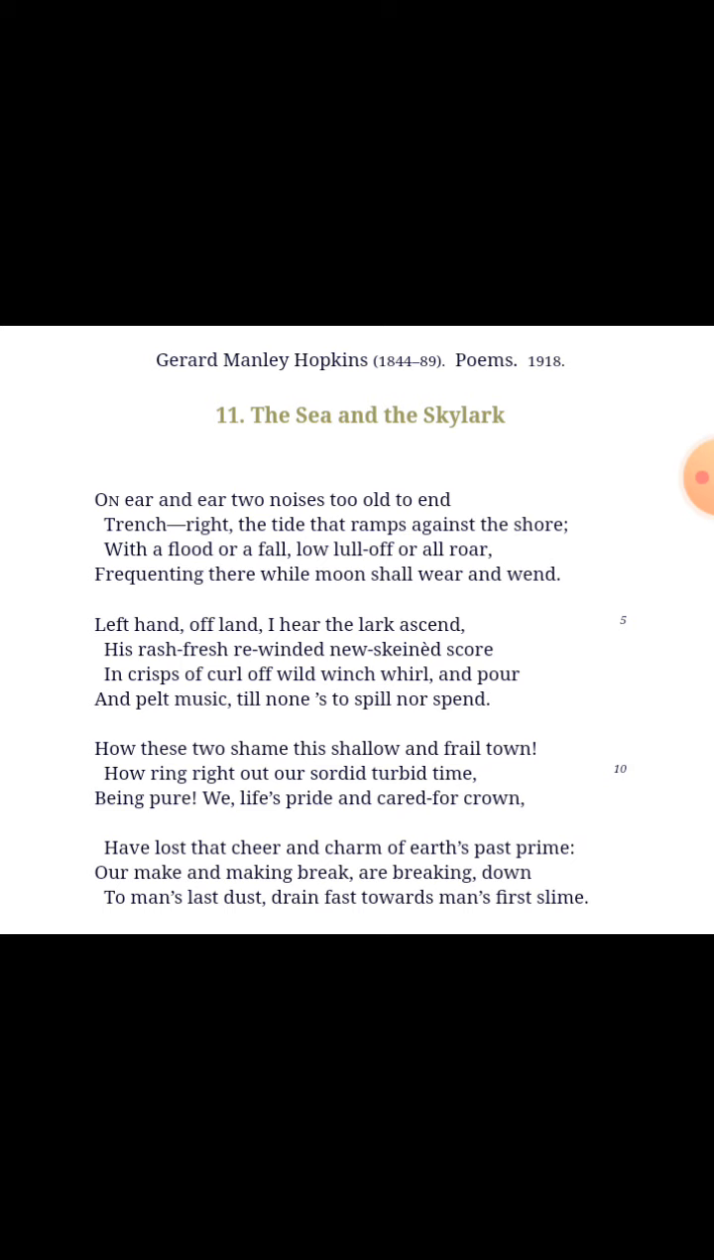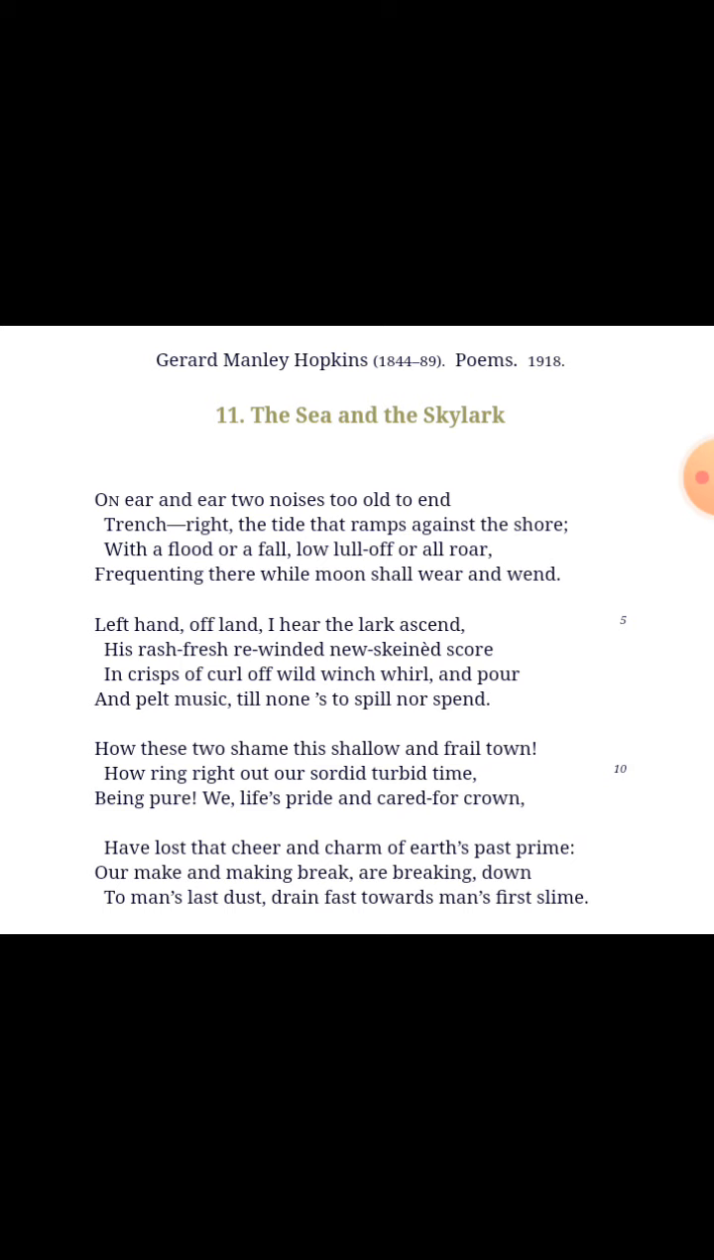Skylark first pours the music in the air. He spreads the music in the air. He fills the air with his music and then he pelts it. He again takes it back till none is to spill nor spend. And the unique thing is that he pours out a lot of music, but it is never spent. It is everlasting, it is ever fresh. The rhyme scheme is ascend, score, pour, spend. Again we have A, B, B, A.